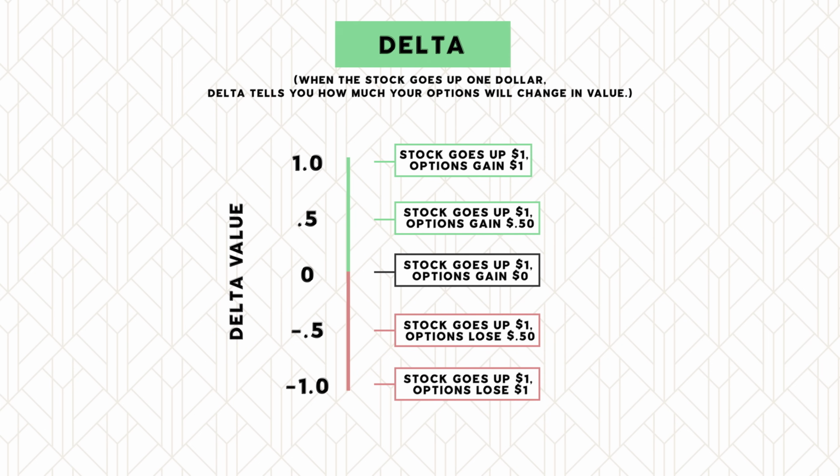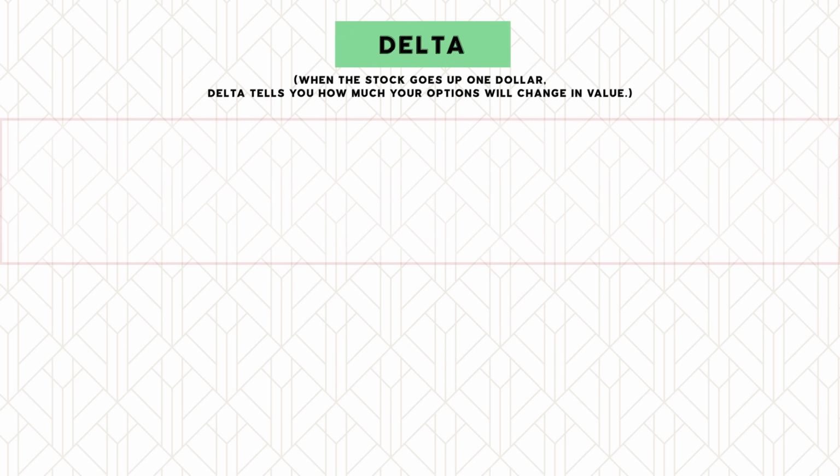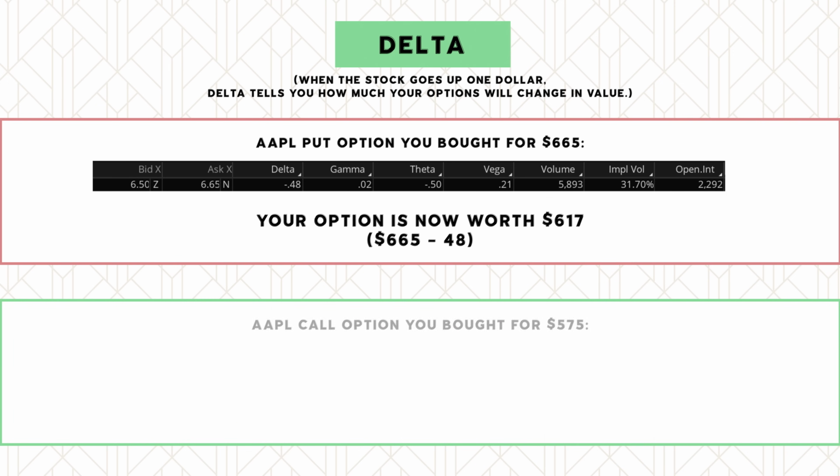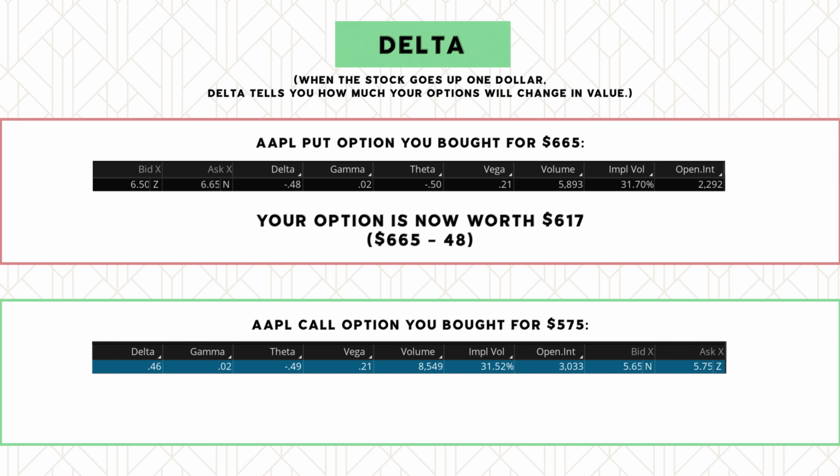Calls have a positive delta value and puts have a negative delta value. For instance, this Apple put has a delta of -0.48. If Apple stock increases by $1, your option loses 48 cents. But remember, once again, option contracts are for 100 shares, so that 48 cents turns into a loss of $48. Likewise, this call option has a delta of 0.46, so when Apple increases by $1, the option increases by $46.